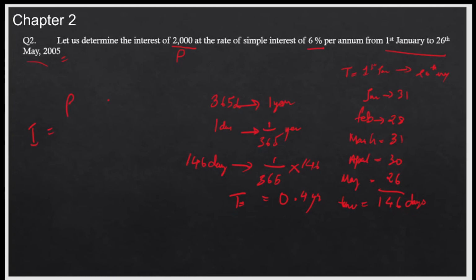Now we need to find interest. We know interest is PRT over 100. P is 2000, R is 6, time is 0.4 in terms of years, whole by 100. So 0, 0, and remove this point. This will get cancelled. We get 2 into 6 into 4, which is 48. So 48 rupees is the interest on the sum of 2000 rupees at the rate of 6% per annum from 1st of Jan to 26th of May 2005.